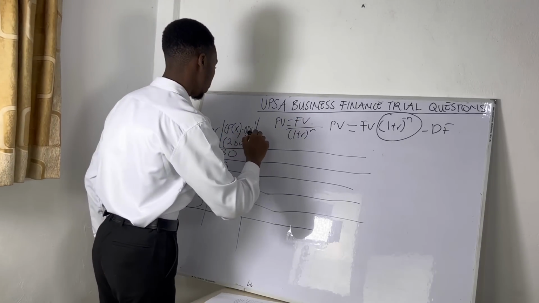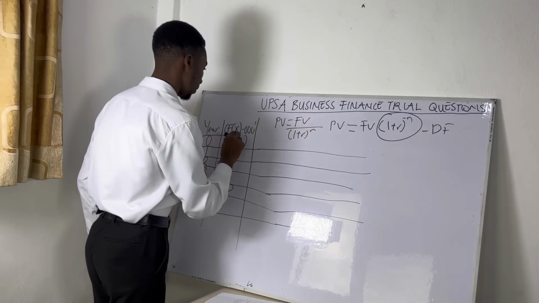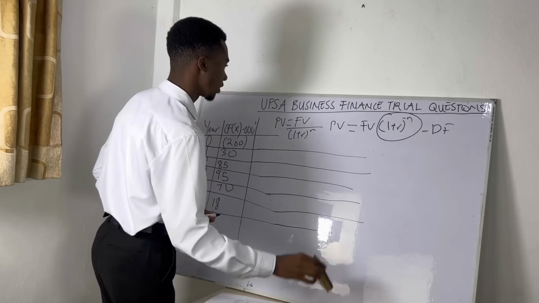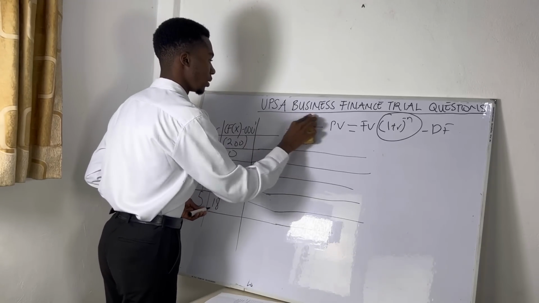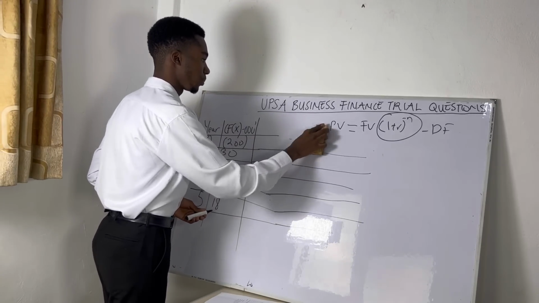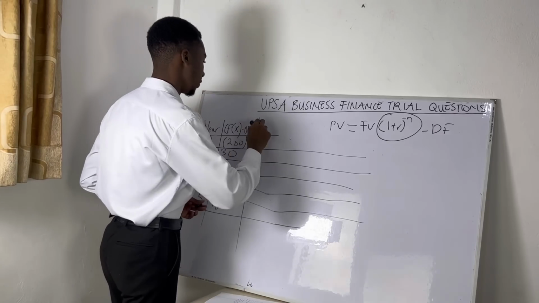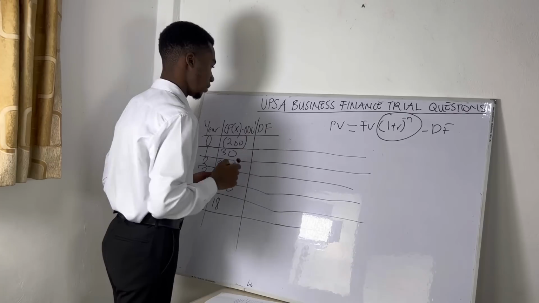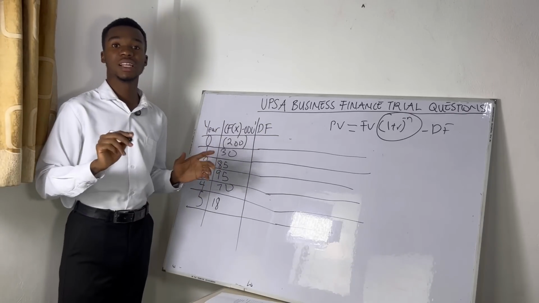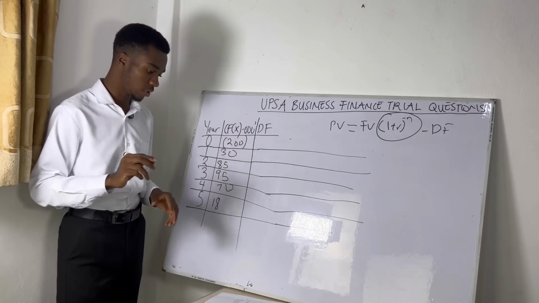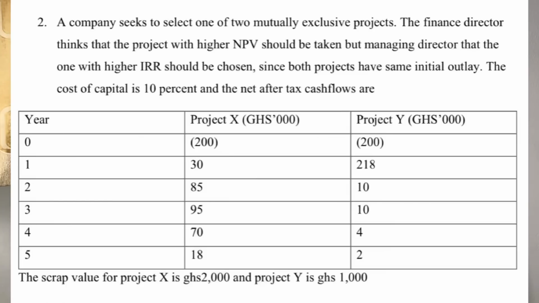So let's do it. I'm sure you guys understand it now. So let's erase everything. So we have DF. And the discount factor is based on the rate that is given to you. So in the question, they're always going to give you a rate. And what rate did they give us? They said the cost of capital is 10%.